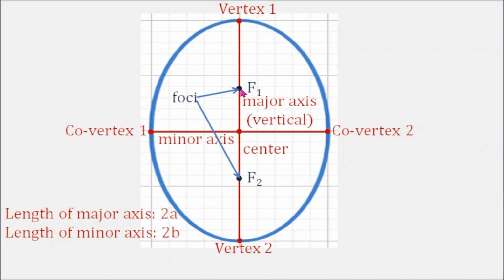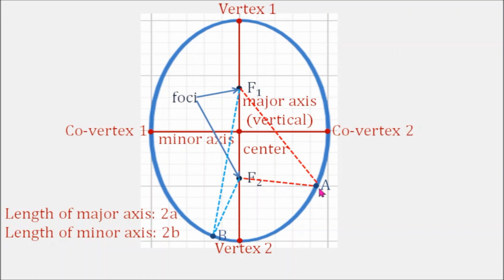The foci are somewhere here. So we have focus 1 and focus 2. Again, to illustrate the definition of ellipse, we are going to pick any 2 points that are on the ellipse. For example, point A here, and then we have point B here.